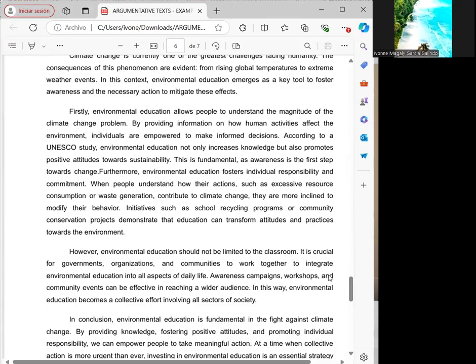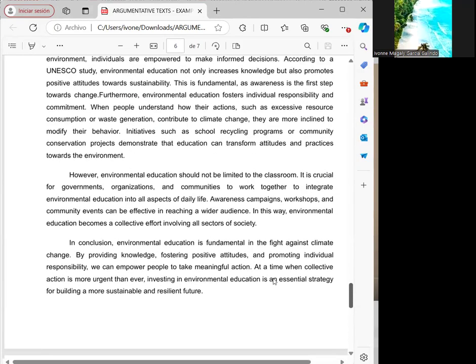Awareness campaigns, workshops, and community events can be effective in reaching a wider audience. In this way, environmental education becomes a collective effort involving all sectors of society. For instance, from this paragraph, I can reveal a main idea for this test.